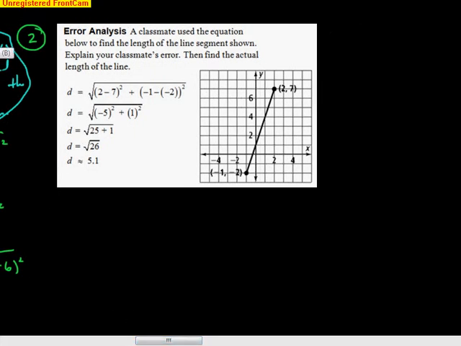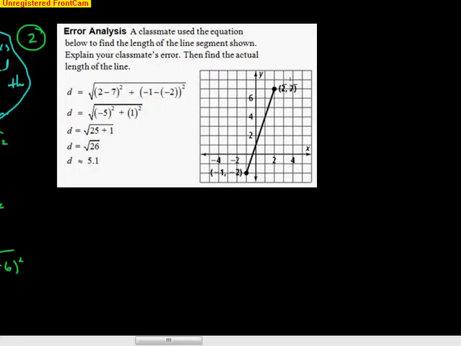Error analysis. A classmate used the equation below to find the length of the segment shown. Explain your classmate's error, then find the actual length of the line. Okay? So let's take a look at what they did. So this is the distance formula, and it looks like they put a 2 in here and a 7, and then a -1 and a -2.